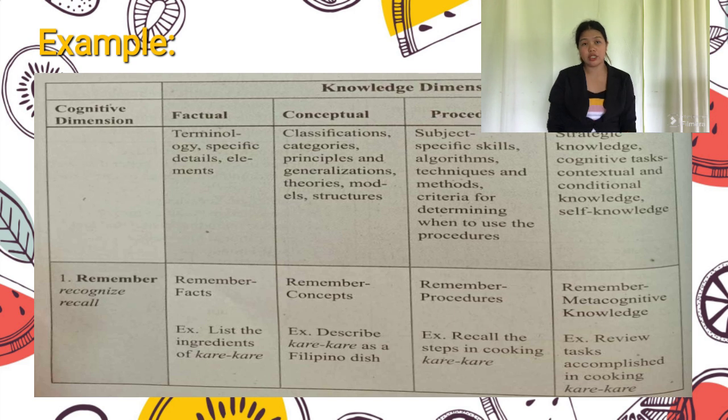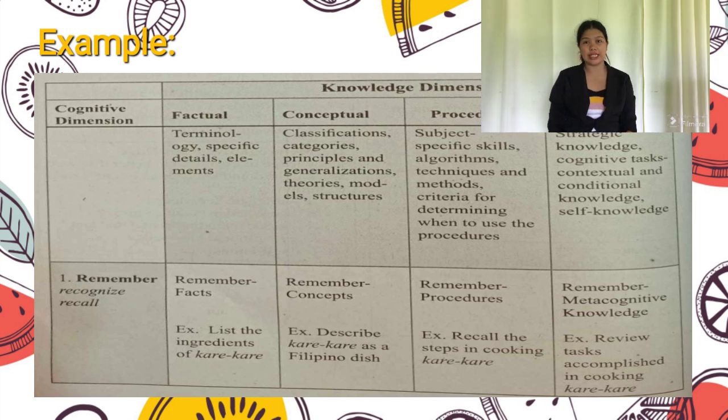So the first level sa cognitive knowledge is the remember. So remember is to recognize and recall, and the four categories of knowledge dimension will ato ang ibutang ang recall sa four categories. So example, the teacher asked unsa ang ingredients sa kare-kare. So the students will remember and list it down sa mga ingredients sa kare-kare because that is the fact. So facts means factual knowledge.